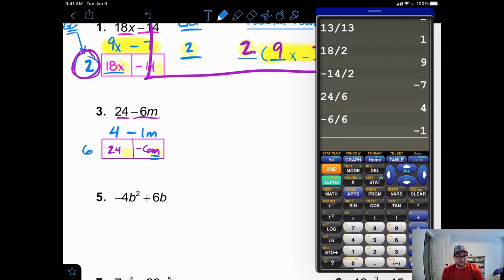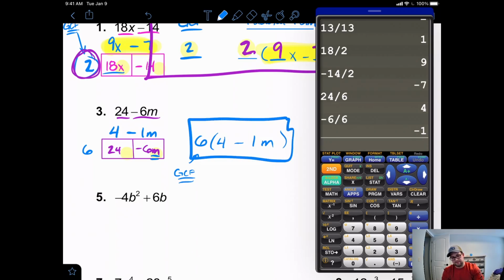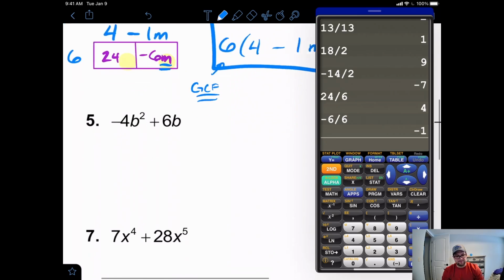So our final answer, or our factored form, will have the 6 on the outside, and then we will have 4 minus 1m. And it's just important to remember that this number on the outside is that greatest common factor. We call it the GCF. And that's really what we're here today to work on. So let's look at problem number 5.